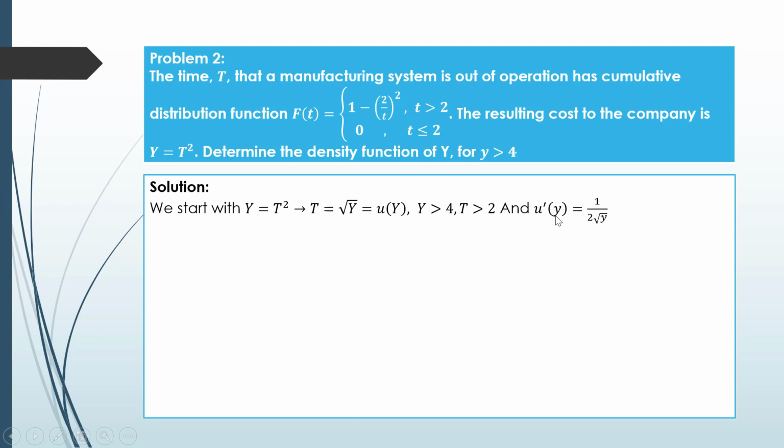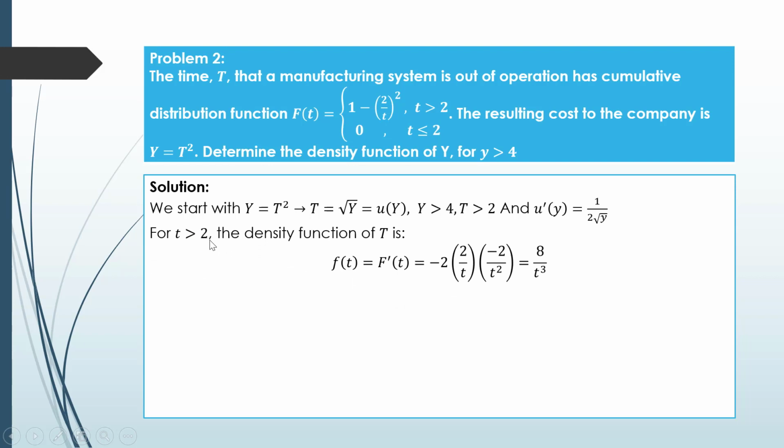And the u prime of y is 1 over 2 square root of y. Now we find the PDF of T because we are given the CDF, we're not given the PDF, so we need to find the PDF. For t greater than 2, the density function of t is the first derivative of the CDF. And that's equal to 2 times 2 over t times negative 2 over t squared. That's equal to 8 over t cubed. And this applies for t greater than 2. So now we have found the PDF of T, the transformation and the derivative.